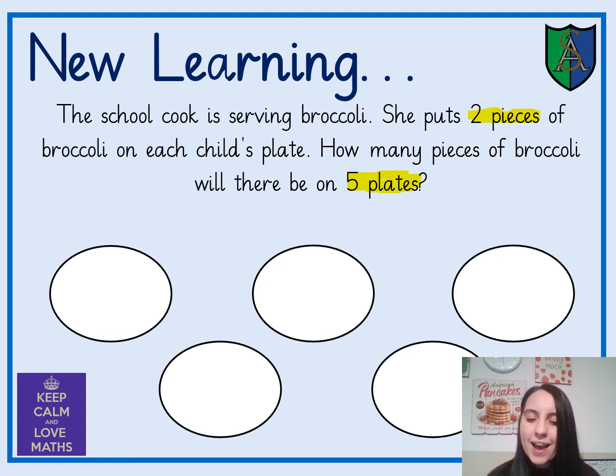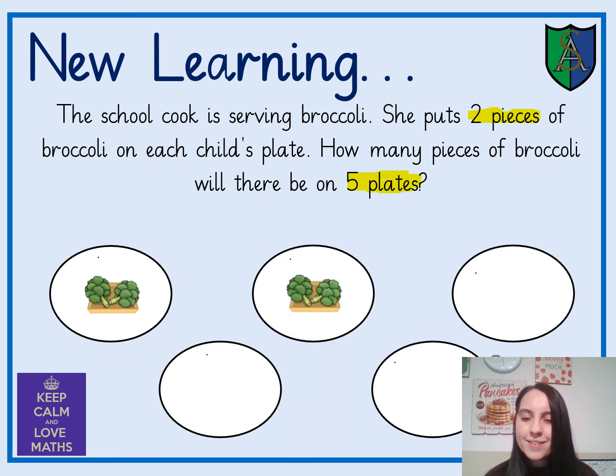Okay, so down here, I've already gotten myself ready. I've drawn my 5 plates. Let's count them. 1, 2, 3, 4, 5. That's my 5 plates. How many pieces of broccoli do I need to put on just one of those plates? Excellent, well done if you said 2. I'm going to put 2 on there, 2 on there, and 2 on there. How many pieces am I going to put on the next plate? Well done, 2. 2 pieces there, and finally, you guessed it, 2 pieces there.